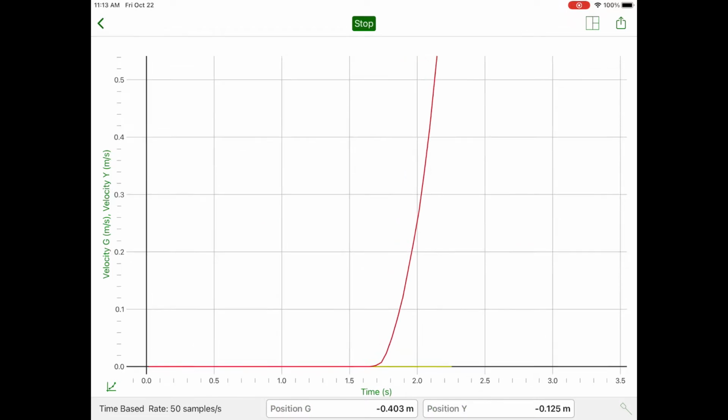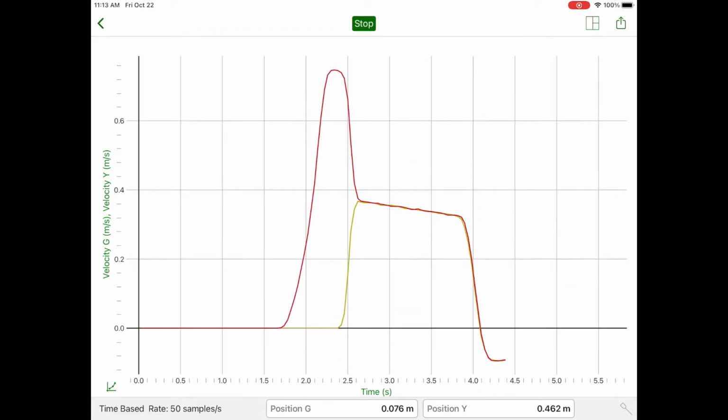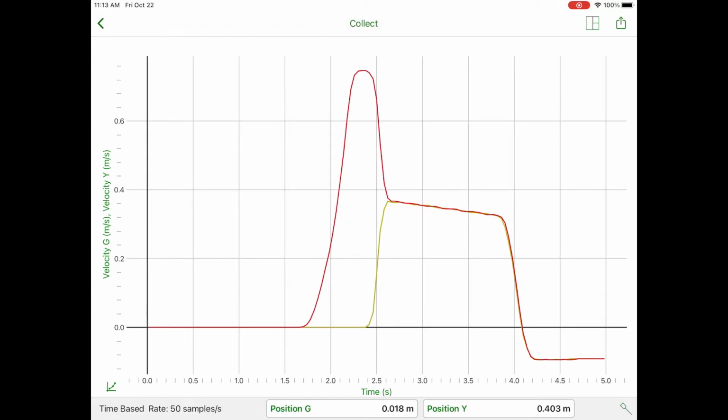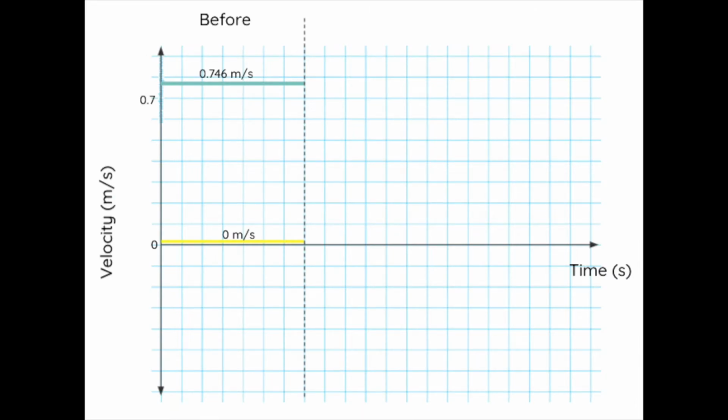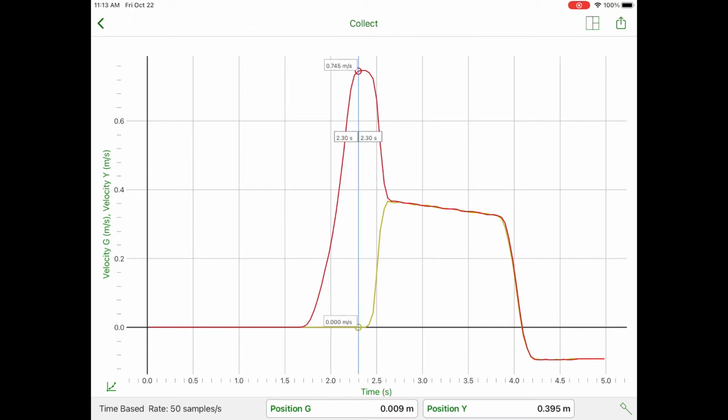When you do your collision, you should see both data sets showing up at the same time. In this case, the red line corresponds with the teal cart, and the yellow line corresponds with the yellow cart. Mark the velocities right before the collision and right after the collision. This can be done by tapping on the graph right before the collision occurs. You'll see the velocities pop up as little labels next to each graph.